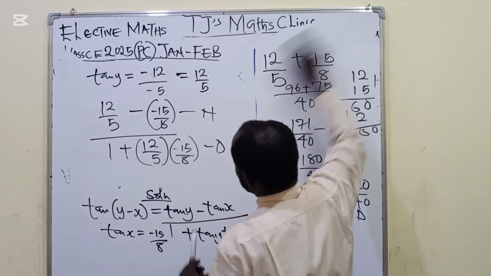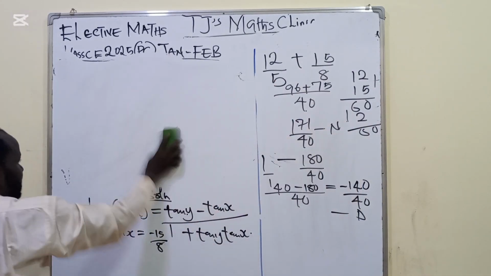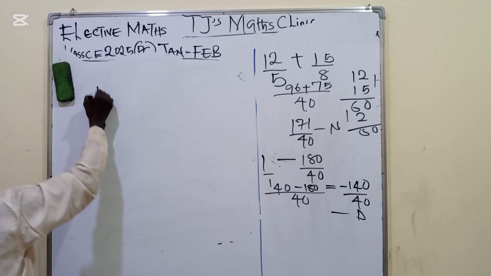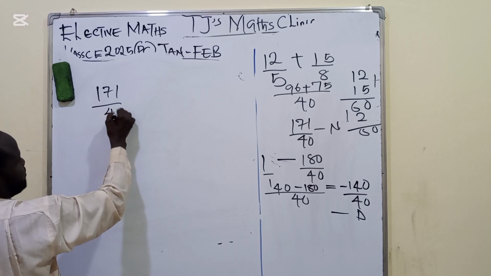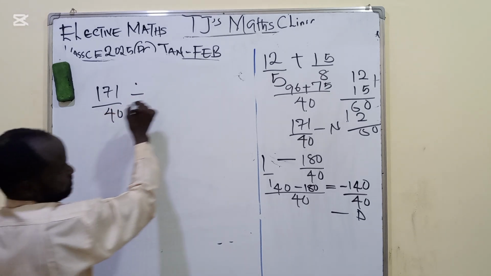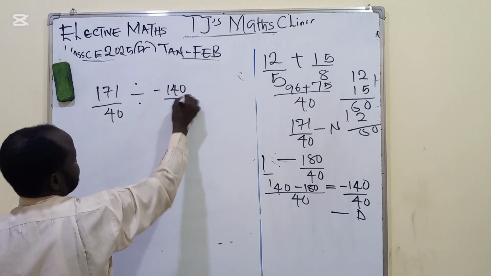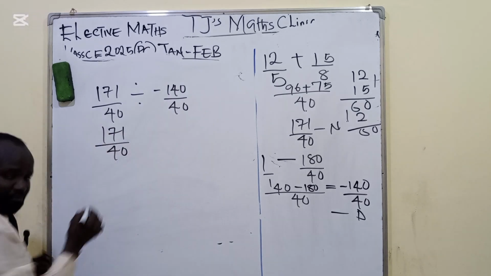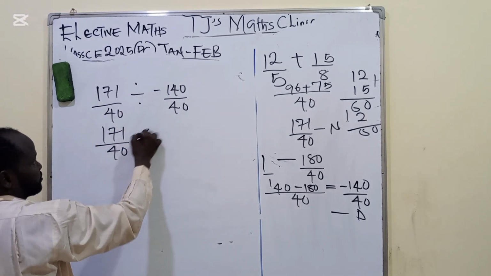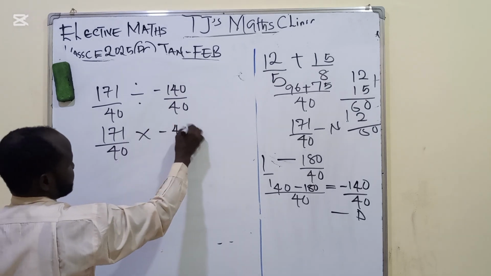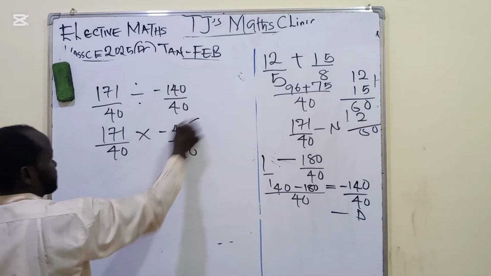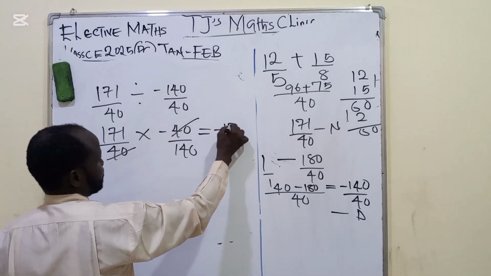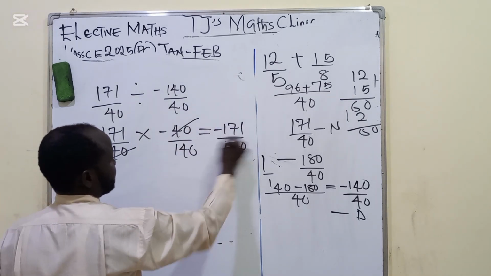Let's connect the two and leave our answer to 2 decimal places. Very important. Our numerator is 171 divided by 40, divided by minus 140 divided by 40. I hope we're together. We change this division to multiplication, times minus 40 divided by 140. The 40s cancel, and we are left with minus 171 divided by 140.